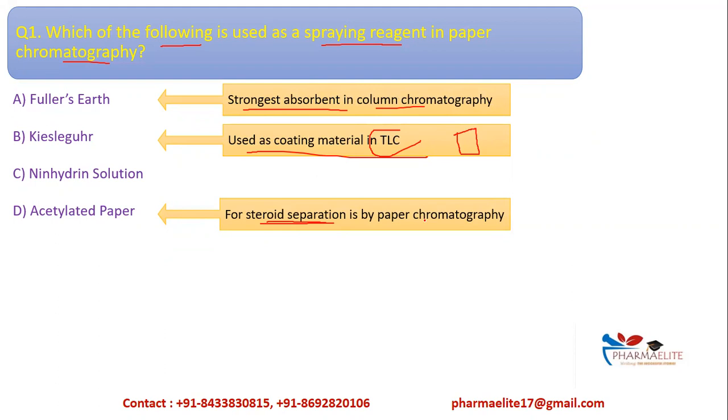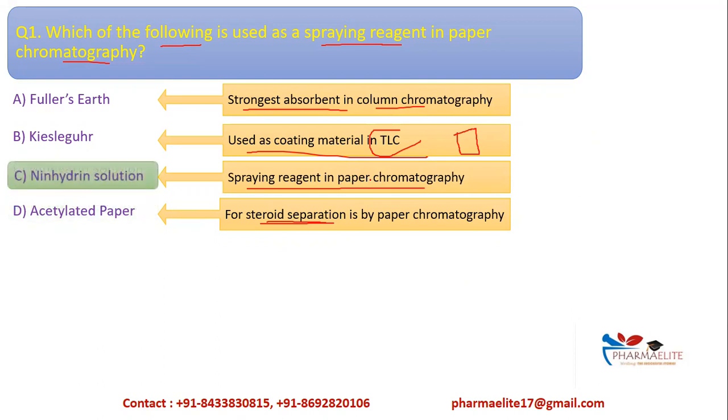There are different types of papers, right? Cellulose paper, resin loaded, acetylated paper. Similarly, absorbents could be Kieselguhr, alumina, silica gel. Now, ninhydrin solution is used as a spraying reagent in paper chromatography. Other examples could be vanillin with H2SO4, alpha-naphthol with H2SO4. The spray reagent used will depend upon the types of substances which we need to separate. So here the answer is ninhydrin solution.